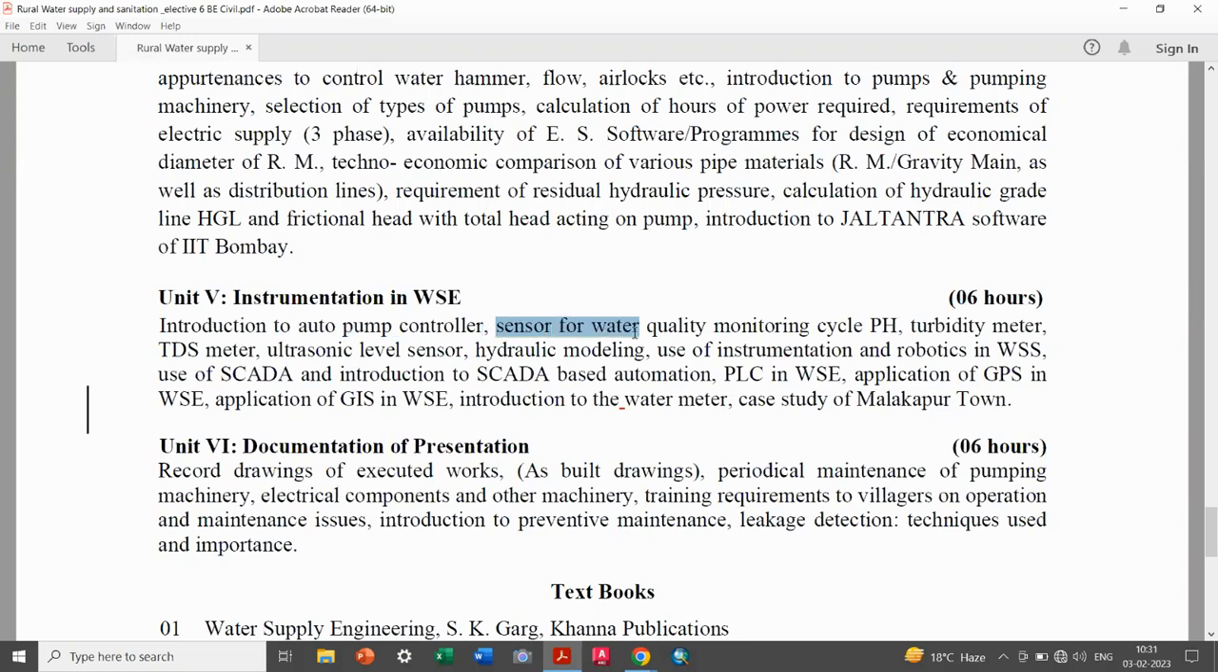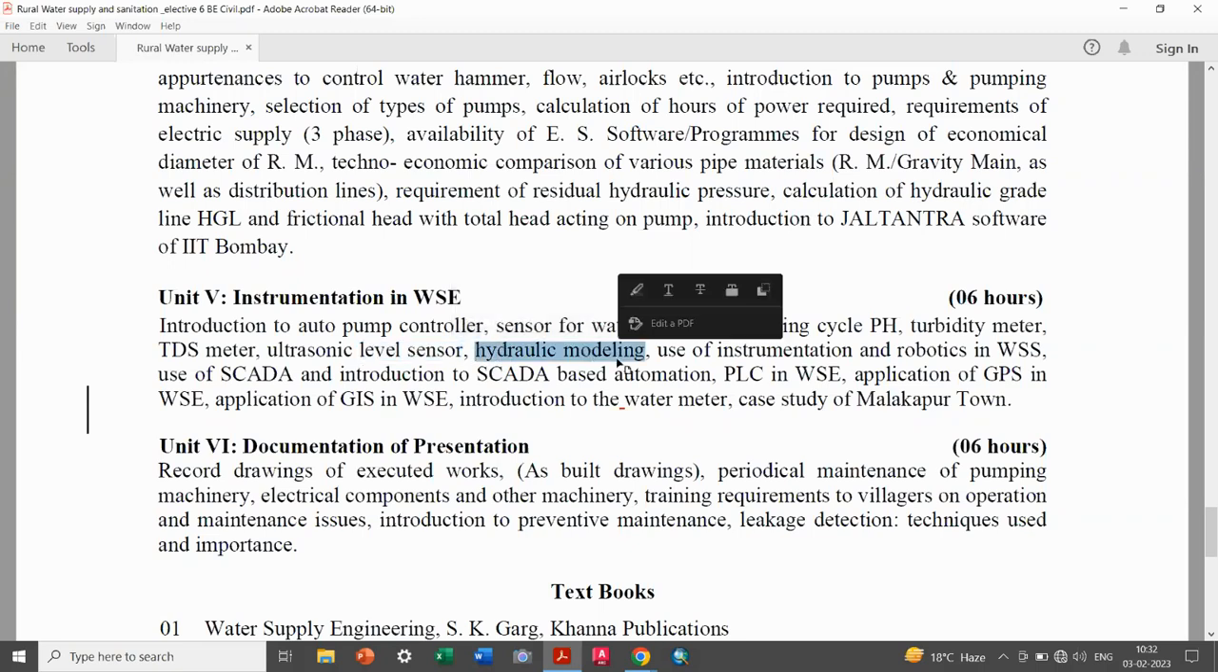So, sensors for water quality monitoring: pH, then turbidity meters, TDS meter, total dissolved solids, then pH, you know, alkali and acids. Then ultrasonic level sensor. Level sensor is also important. We need not measure the levels. The devices will note the levels of any reservoir, and automatically you will get the readings. So such kinds of level sensors are available on each reservoir also to control the floods.